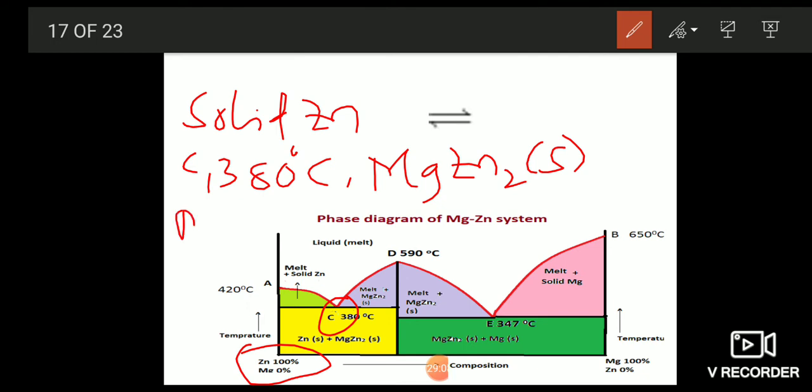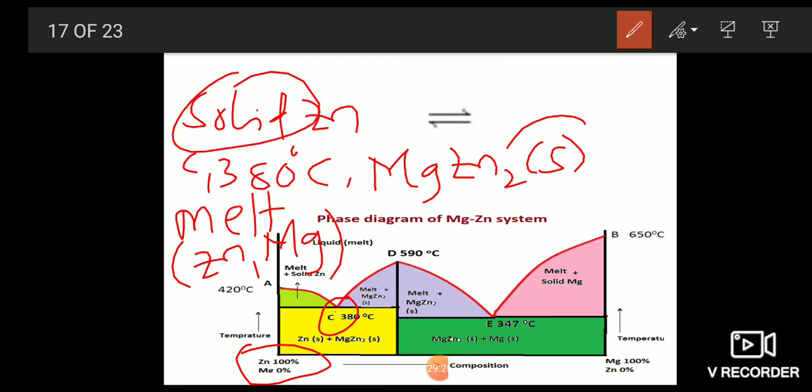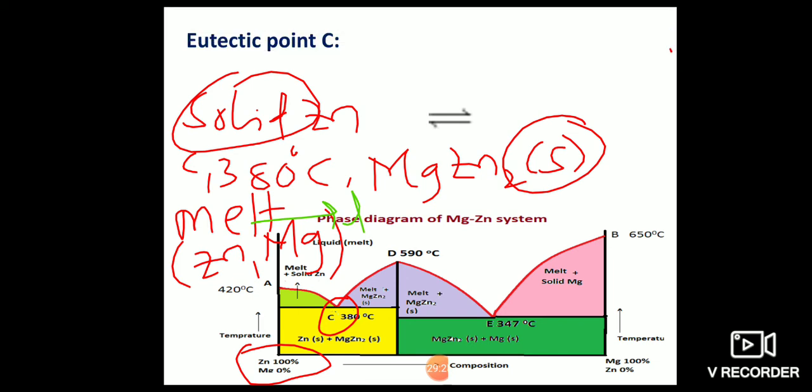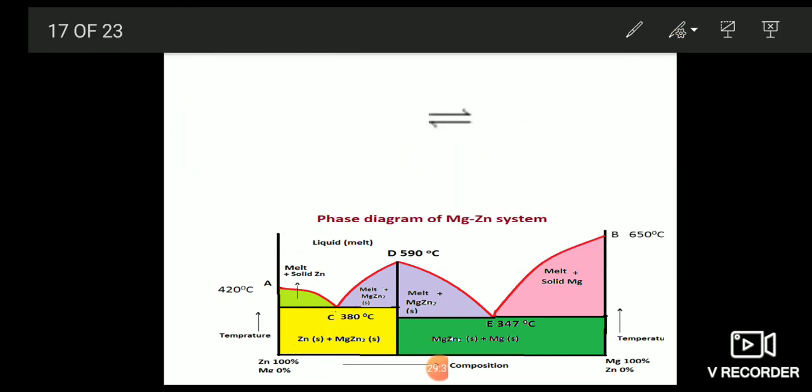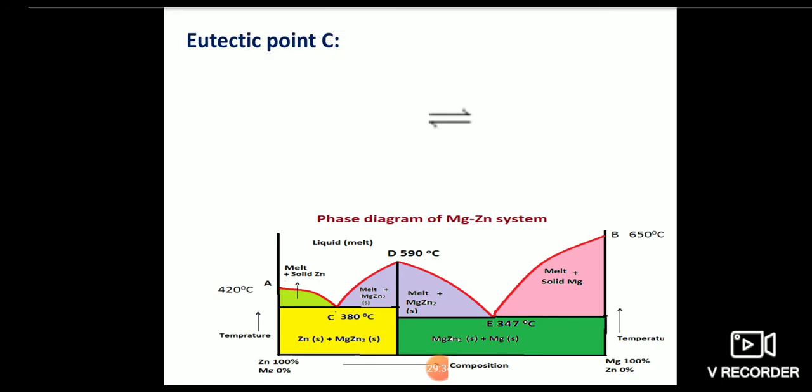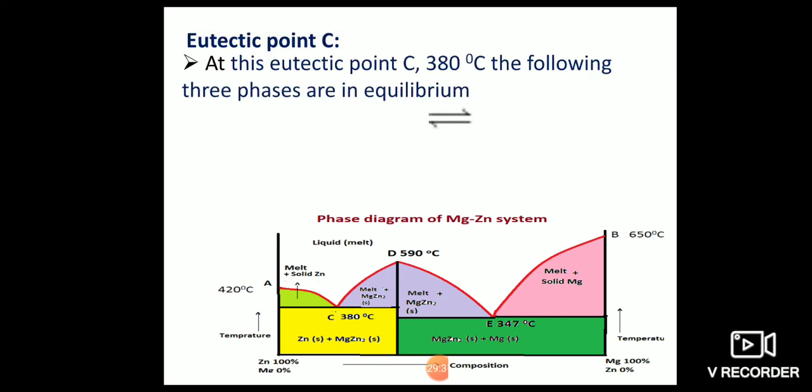In the melt, Zn and Mg are present. So that is three phases: two solid phases and one liquid phase. That is what we are seeing here. At this eutectic point C, 380 degrees Celsius, the following three phases are in equilibrium: solid zinc, solid MgZn2, which are in equilibrium with liquid melt.